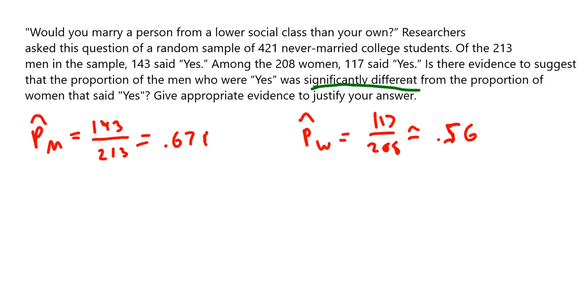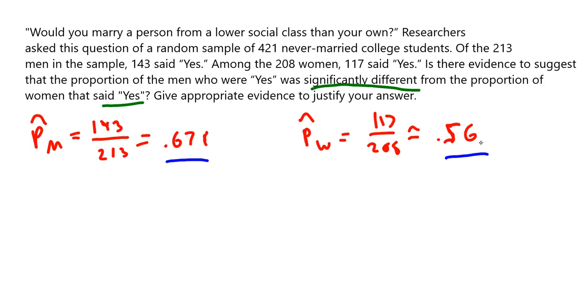So the question it's asking is, is there evidence to suggest that the proportion of men who said yes was significantly different from the proportion of women that said yes, and give appropriate statistical evidence. Let me tell you what's not appropriate statistical evidence. If you stopped right now and said, I think 67% is much different from 56%, or much bigger in this case, just because I think it's better, that would not be enough to satisfy what's known as a two proportion z-test. So you'd want to do a little more work than that.